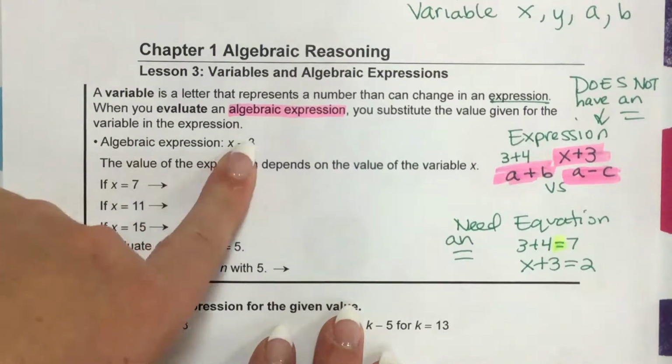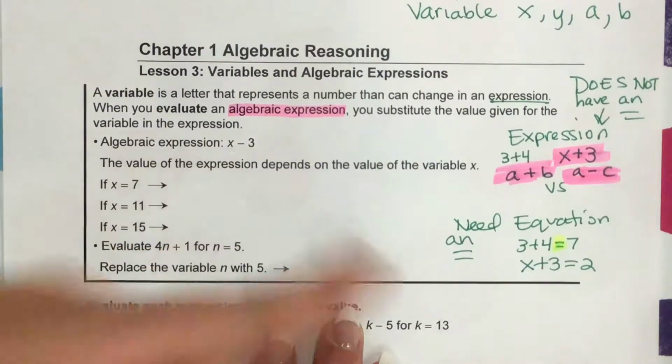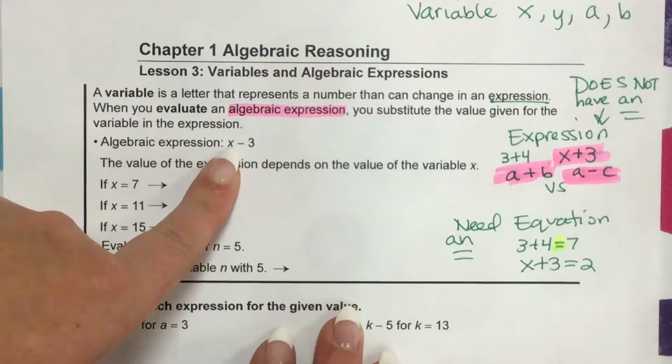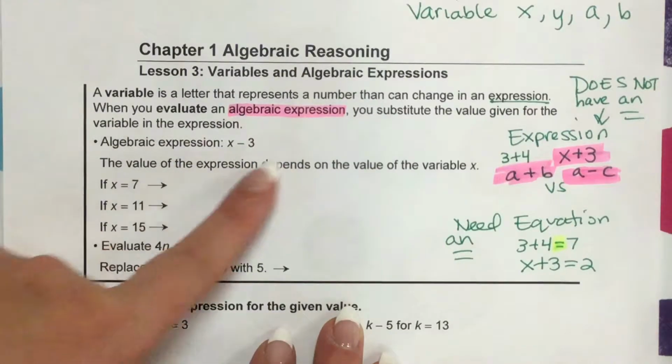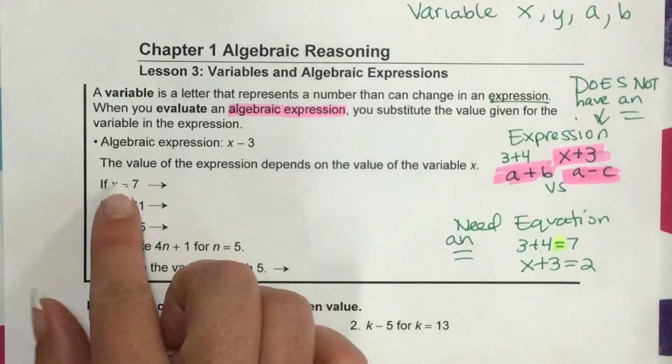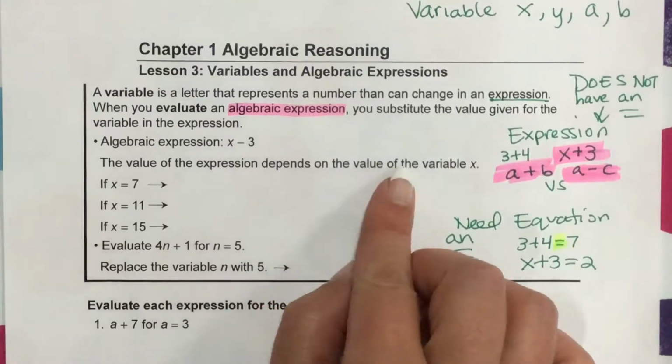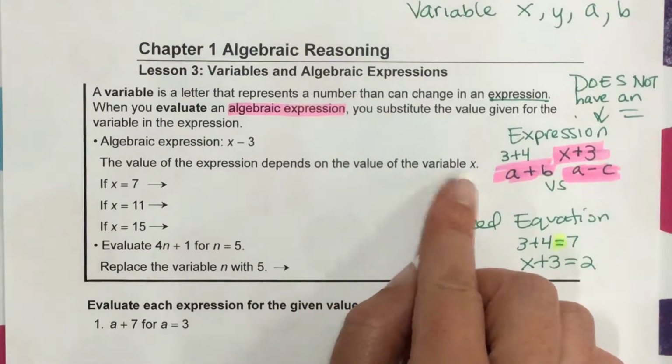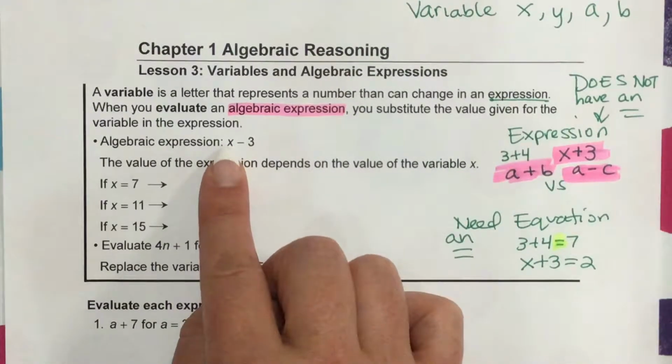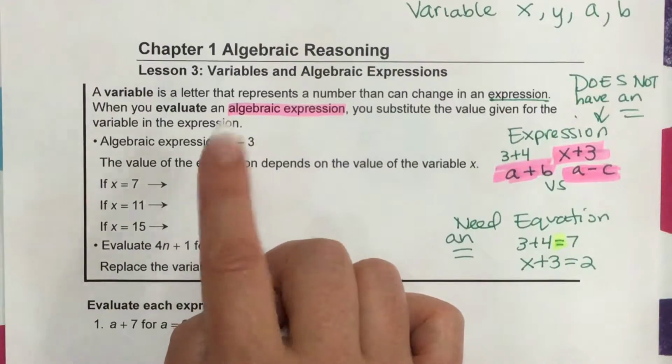So what we have is an algebraic expression, x minus 3. Okay, there's our variable. There's no equal sign, so that's why it's an expression. The value of this expression depends on the value of the variable x. So x is a variable. That means it varies. That means it can change. So the answer to this can change depending on what we put in for x.